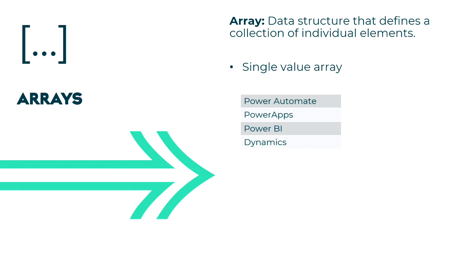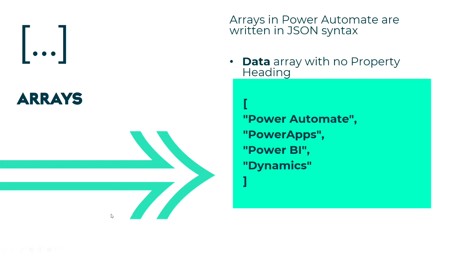So here is a singular value array, and you can see it's just listing some of the key power tools in Office 365. If I looked at that in code, in the way it's stored and translated through Power Automate, it would look something like this. So notice the square brackets using a data array, and then inside that we've just got all the different values inside double quotes and separated with commas.